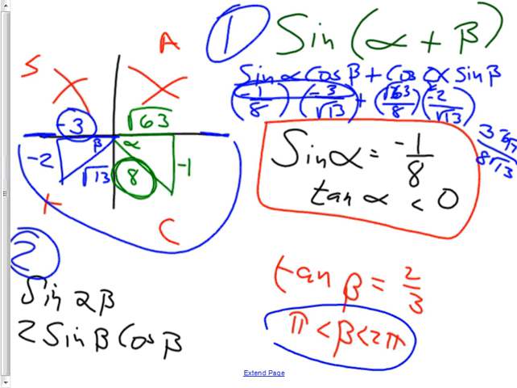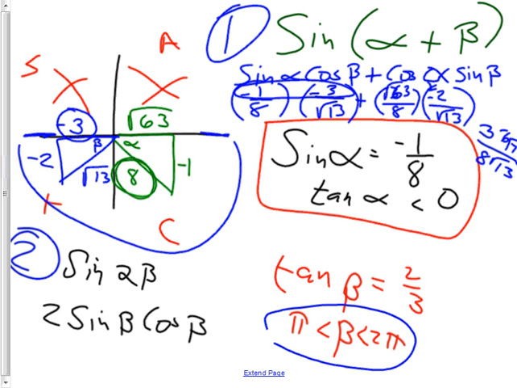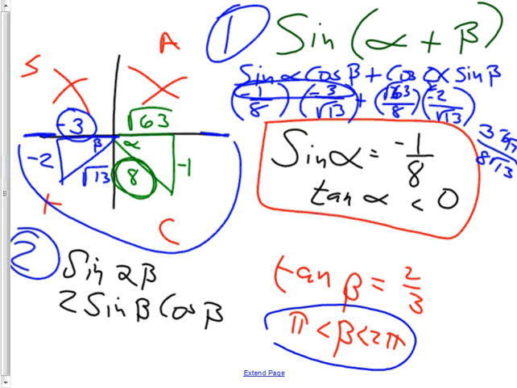Seeing none, I'm moving on. Then this other question down here is sine of 2 beta. And some people are asking, why is this there? It's just the definition of what sine of 2 beta is. And so now I'm going to go 2 times sine of beta.